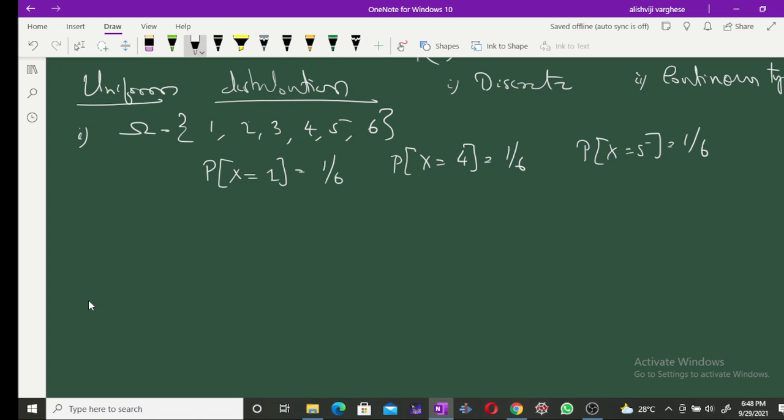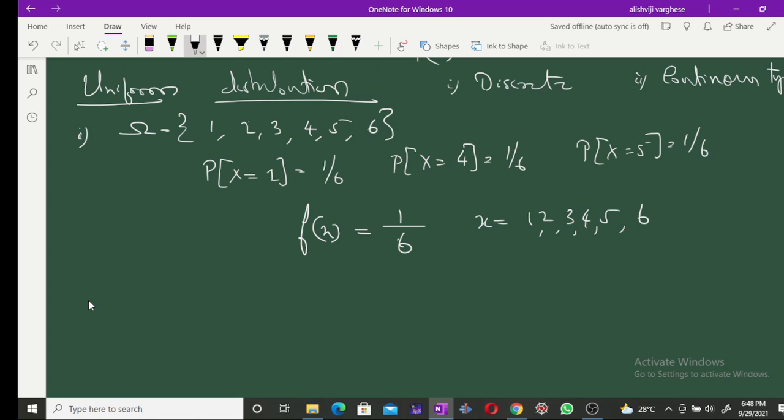We distribute the probability of 1 equally among all these six sample points, and since the probability is equally distributed, it is known as the uniform distribution. And moreover, if we sum up this particular expression, then f of x, the probability density function, is equal to 1 by 6 when x can take values 1, 2, 3, 4, 5, and 6. So that is the probability density function.